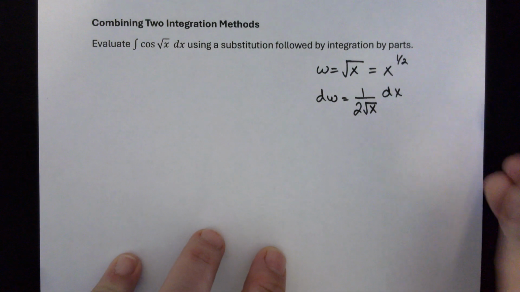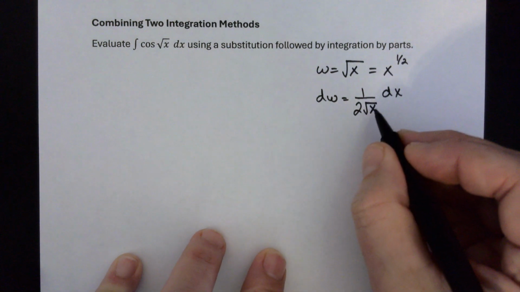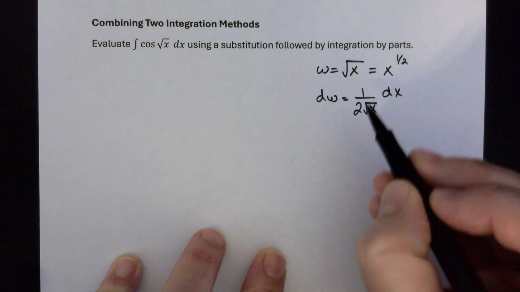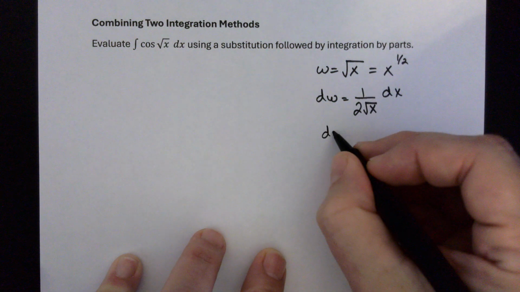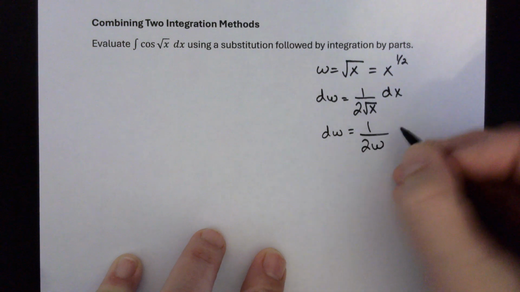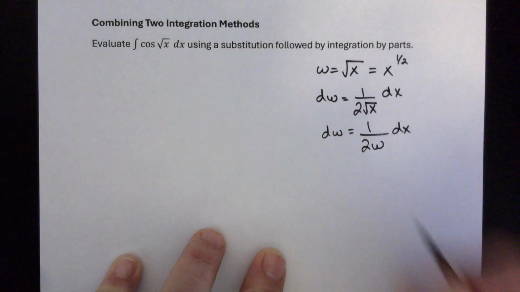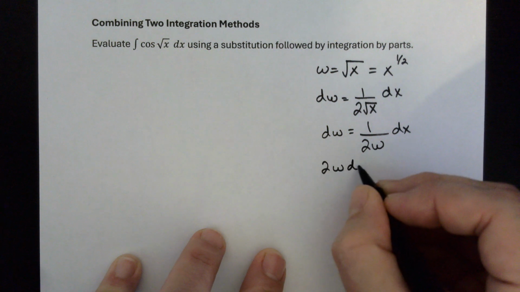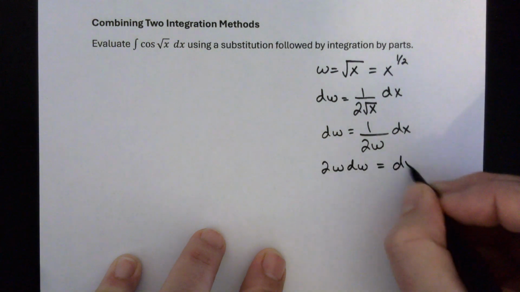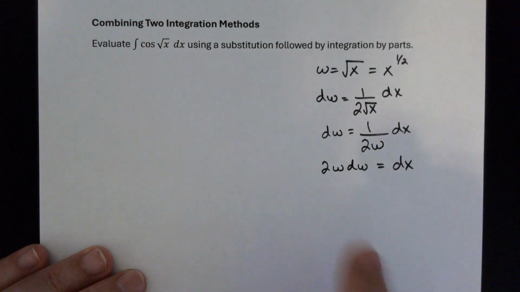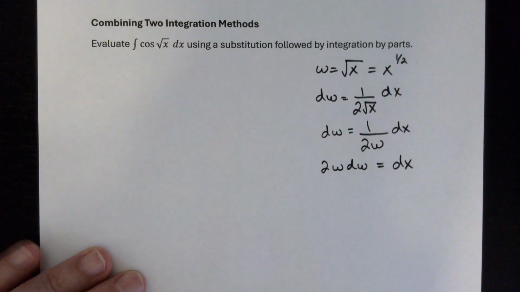Okay, so we can go ahead and resubstitute. We know that w is equal to the square root of x, so I can put that w right here. So dw is equal to 1/2w dx. And if I solve for dx, move that 2w over, I get 2w dw is equal to dx. Okay, so now I can rewrite my integral with w as the variable.